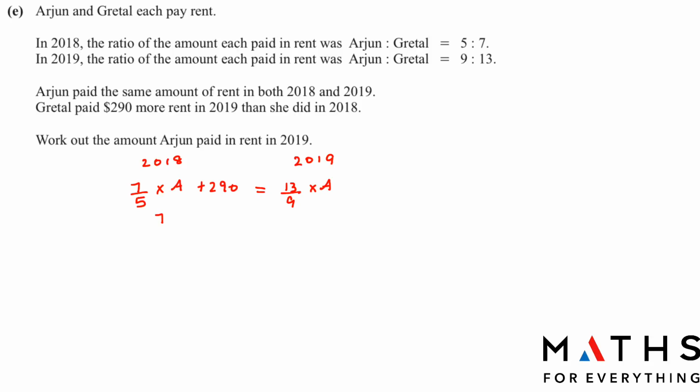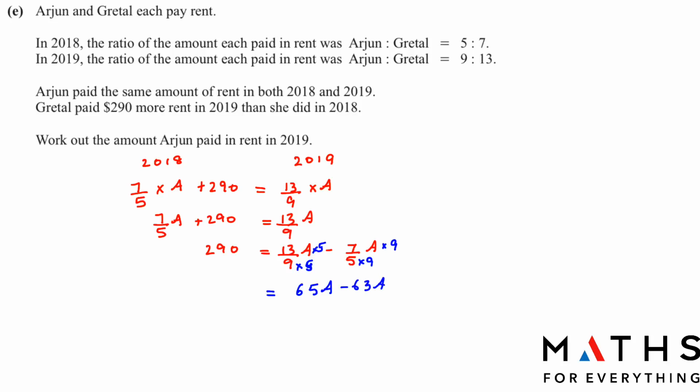So we have 7/5A plus 290 is equal to 13/9A. Let's bring the like terms together, the fractions together. 7/5A, we need to have a common denominator. Multiply by 5 here and 9 here. This will give us 65A minus 63A over 45. And this whole thing is equal to 290.